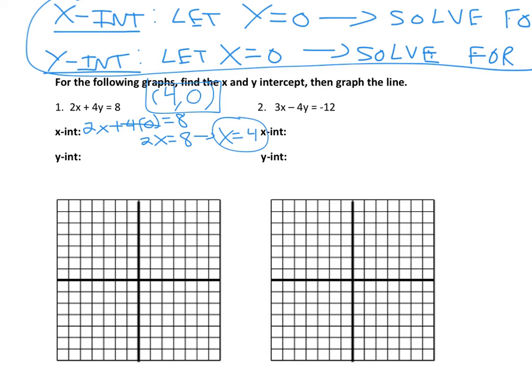So I'm going to plot that point. 4, 0 is right here. 1, 2, 3, 4. Here's that point 4, 0. So I'm going to put a dot there, right here.